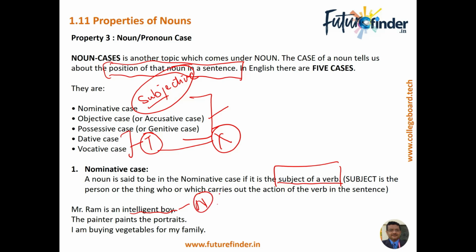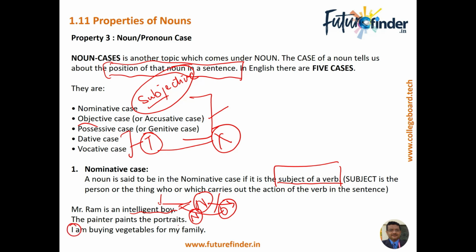There are millions of ways in which this could be transferred or changed to the accusative or the objective case, right? An intelligent boy, Mr. Ram, XYZ, things like that. But then yes, Mr. Ram is an intelligent boy is in the nominative case. The painter paints the portrait, right? Again, in nominative case. I'm buying vegetables, or I buy vegetables for my family, right?